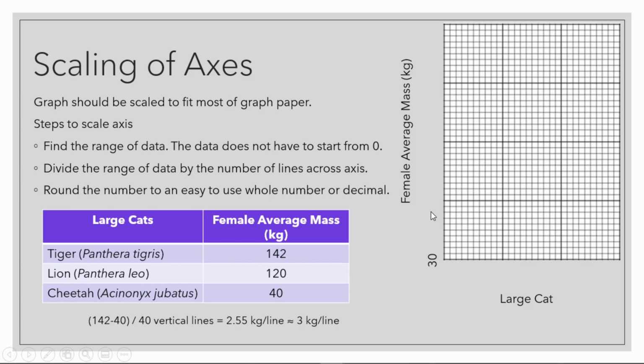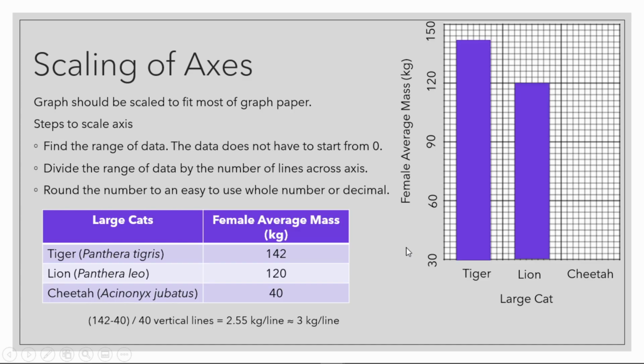So 3 kilograms per line, there's 10 lines, right? So that'd be 30 for each major mark. 30 plus 30 is 60. 30 plus 60 is 90 for the next one, and then 30 plus 90 is 120, and the last one will be 150, giving us plenty of room for the tigers. Okay, then I can plot out my independent variable and each of the bars.